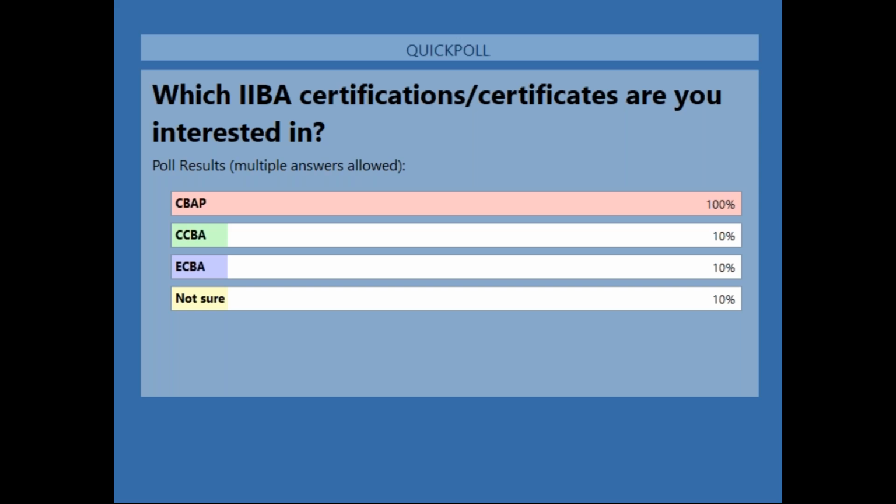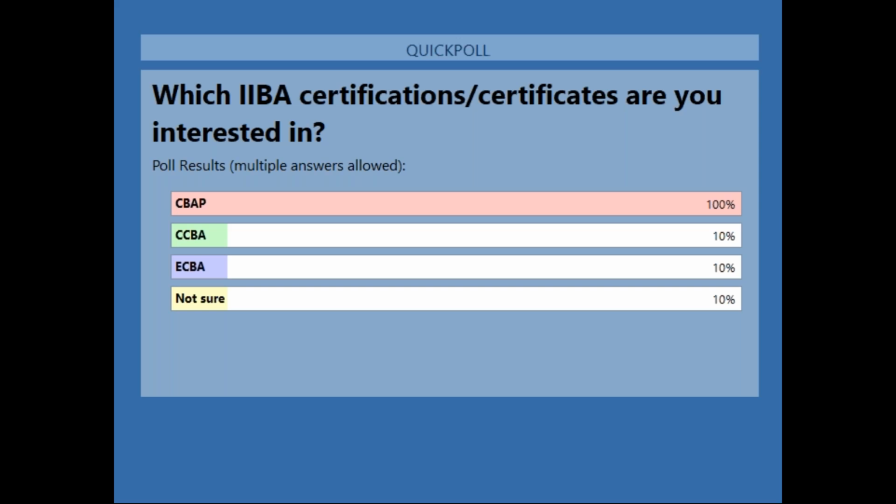It's the only one I know of in the Agile space that has the weight of an organization like IIBA behind it. There may be some specialty certifications out there, but certainly in the business analysis world, it has a lot of value.